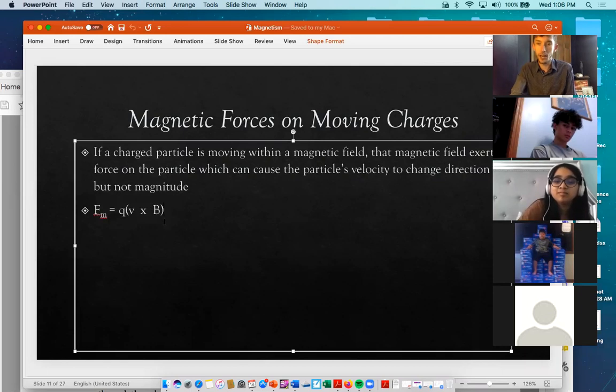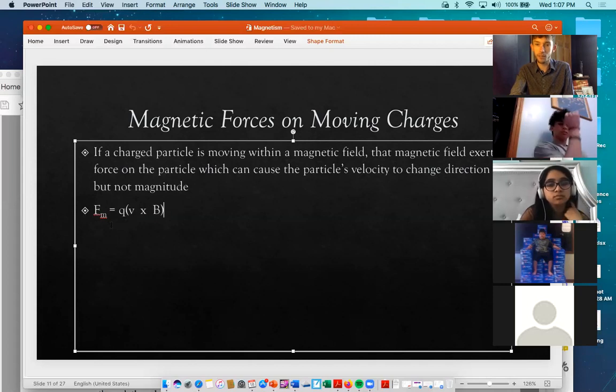First of all, you need to understand the context. This equation is applicable when you have a charged particle, so a proton, electron, ion, something that's charged. And that charged particle is moving through a magnetic field. That is the only time you will get a magnetic force acting on that particle. That's what this equation is used for. It helps you find the size, the magnitude of the force that the charged particle feels when it's moving through a magnetic field. Does that make sense?